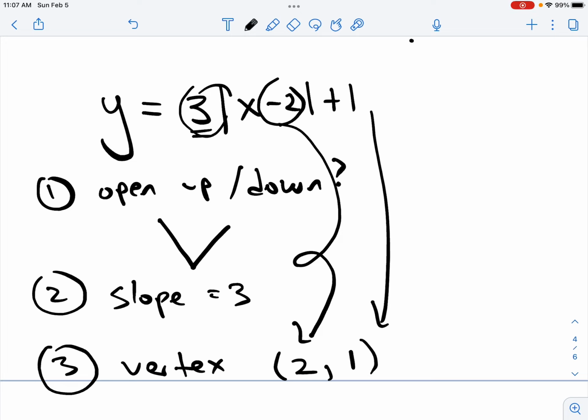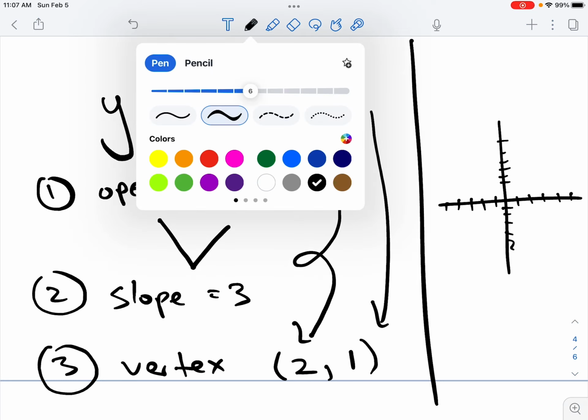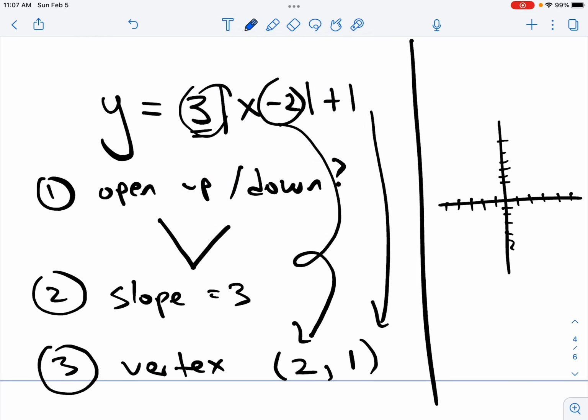Okay, so if I was now to go to a graph and graph this, how am I going to graph this? Let's graph this in blue. So I'm going to start with my vertex. I'm going to make a dot here at 2, 1. Now I know it opens up and the slope is 3. So from here I'm going to go up 3, 1, 2, 3, over 1, and make a dot. Same thing here. Make a dot, make a dot, make a dot. And now I have that shape.